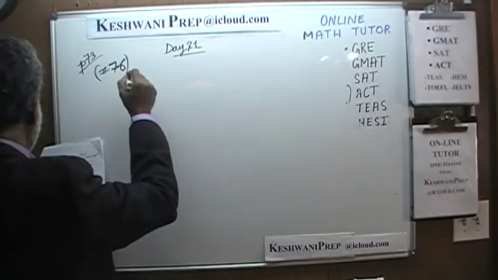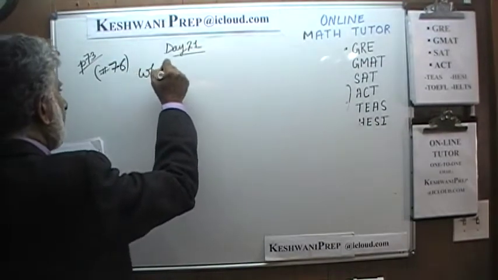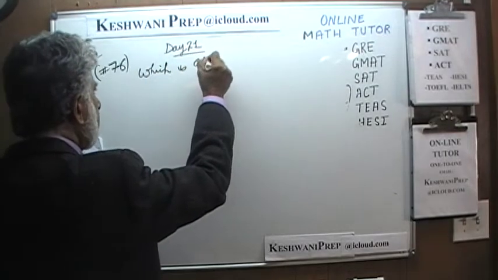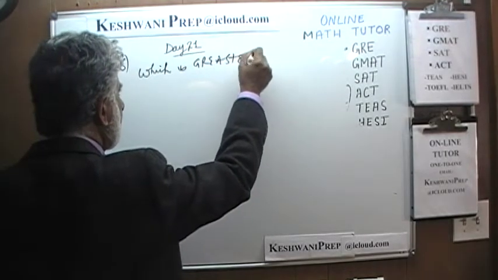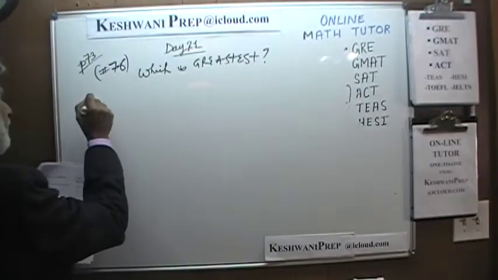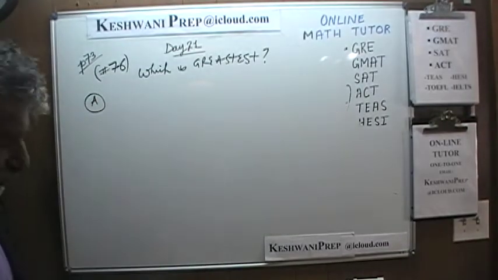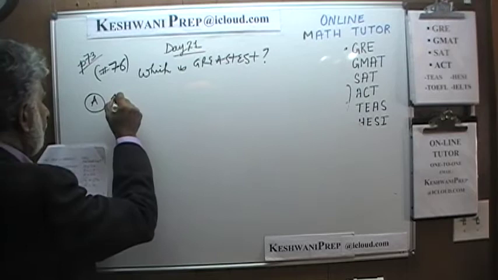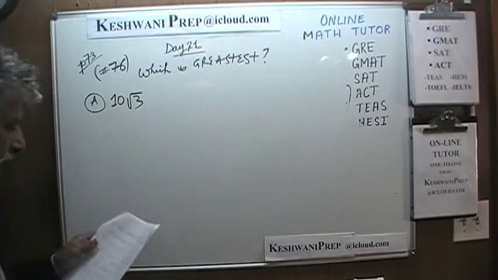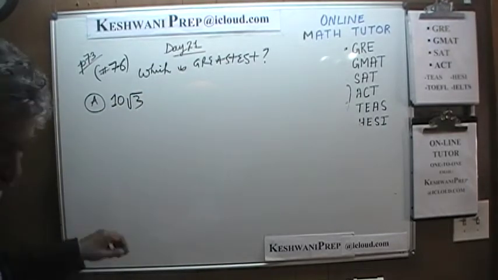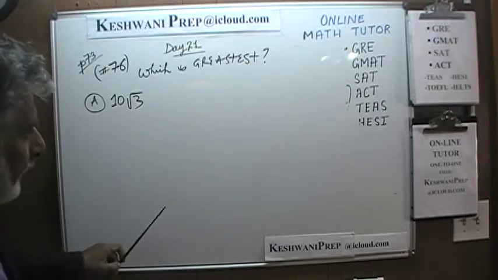Number 76 simply says, which is greatest? Which one of these five quantities is greatest? And the five quantities are 10 times root 3. And before we go any further in answer choice B, C, and D, all of that, let me just stop here for a second.